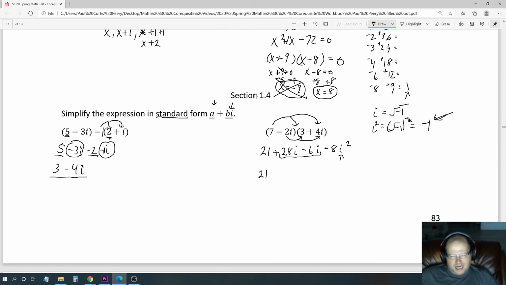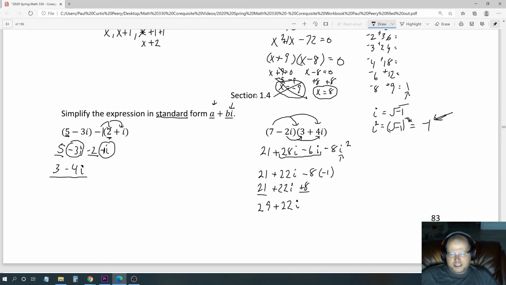Well, 28i minus 6i, 28 minus 6 is a 22i, and then that negative 8 is going to stay, but where I have the i squared, I'm going to plug in a negative 1. Okay? And then you're going to say negative 8 times negative 1 is a positive 8. And then you're going to say 21 plus 8 is a 29.